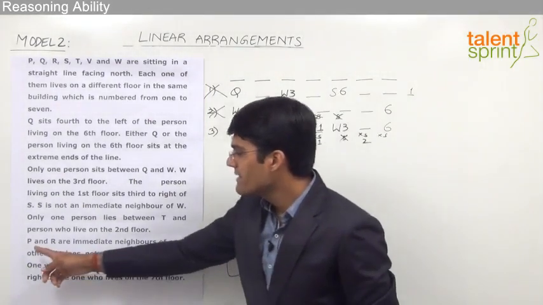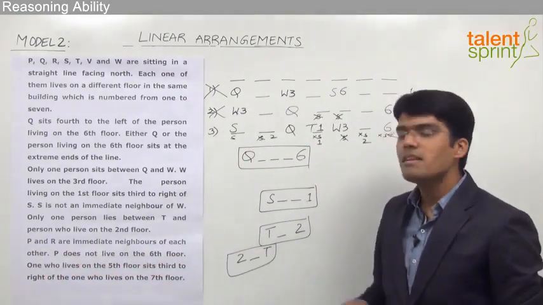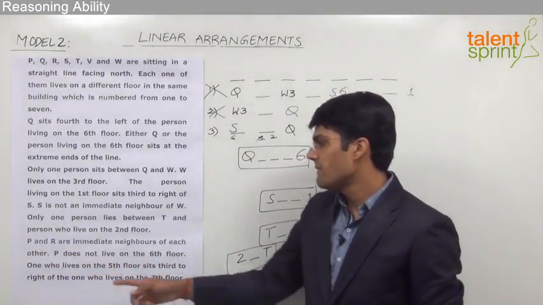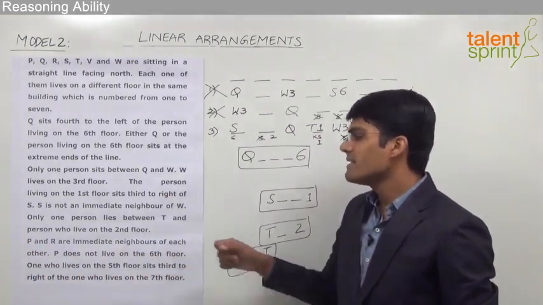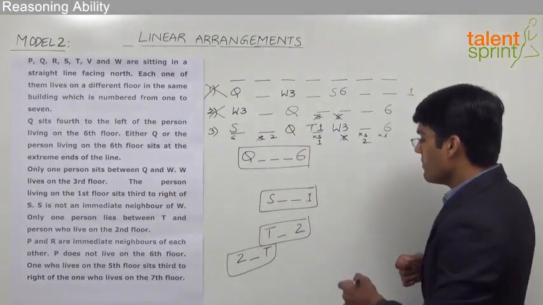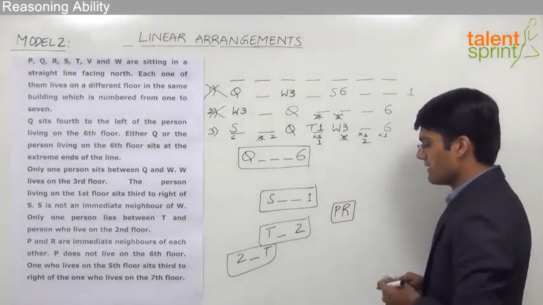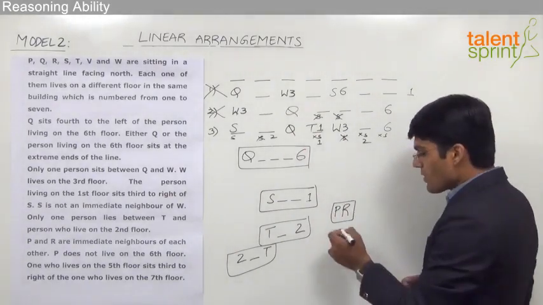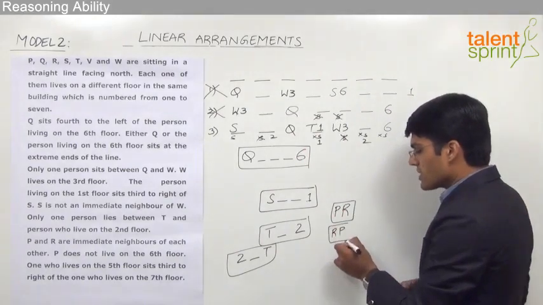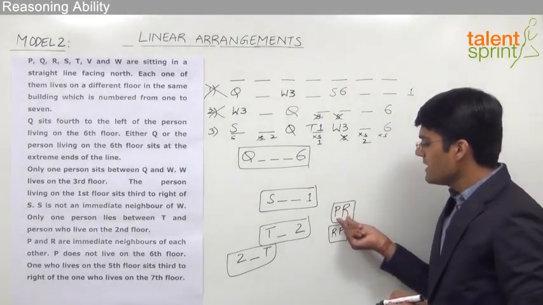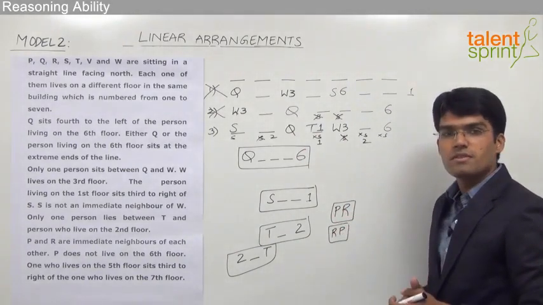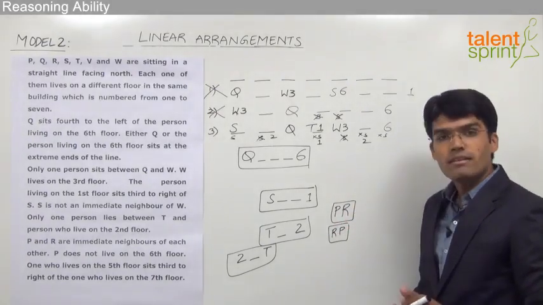The next statement here is P and R are immediate neighbors of each other. And if we see, P does not live on sixth floor. So very clearly, P and R are immediate neighbors of each other, so they should come together. So either this is the possible case or this is the possible case. As in both the cases we see P and R are immediate neighbors of each other, and P should not come on sixth floor.